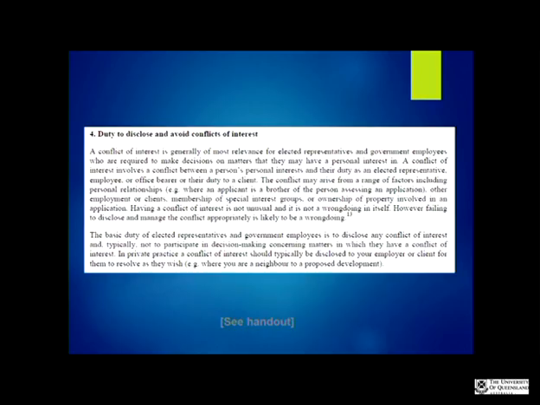The conflict may arise from a range of factors, including personal relationships. For example, if the applicant is the brother of the person assessing an application, other employment or clients, membership of special interest groups, or ownership of property involved in an application. Having a conflict of interest is not unusual, and it's not a wrongdoing in itself. However, failing to disclose and manage the conflict appropriately is likely to be a wrongdoing.